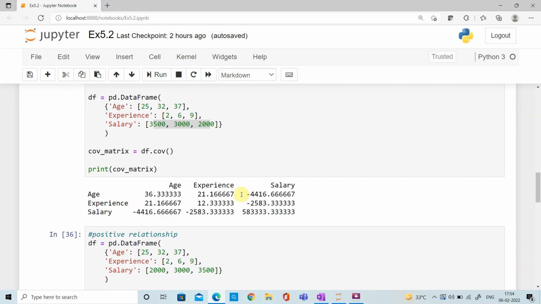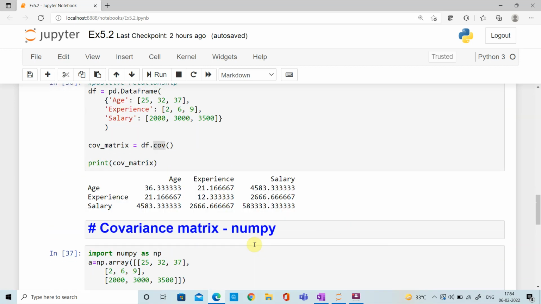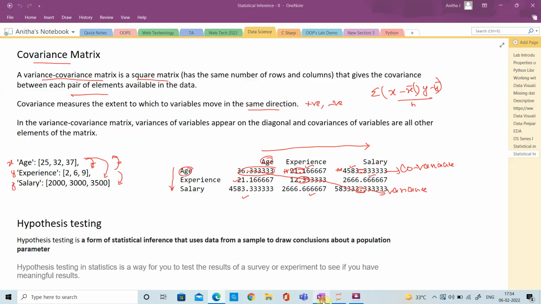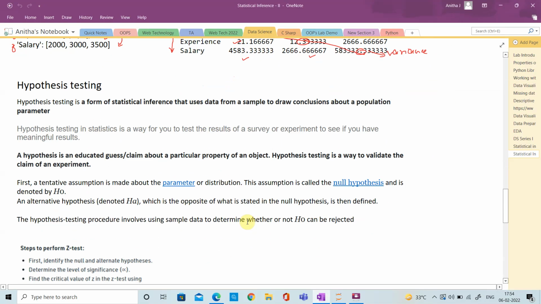Next we will move to hypothesis testing, which is another way of statistical inference. What is meant by hypothesis testing? Since you know that statistical inference means you do some experiments on your sample, and based on that you draw inference about your population. When you do some experiments, you write some claims. That claim needs to be proved or tested, and for that we use hypothesis testing.